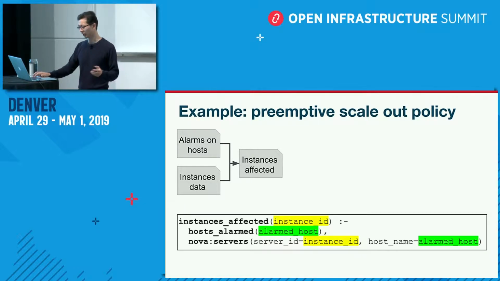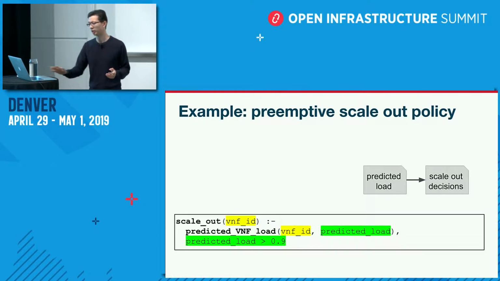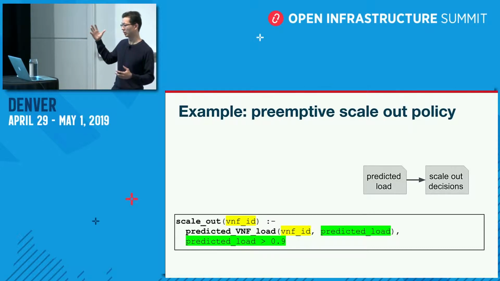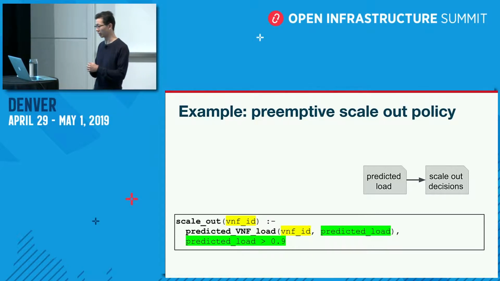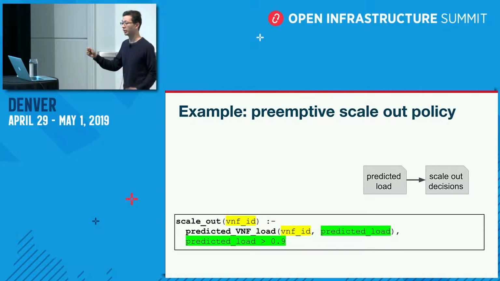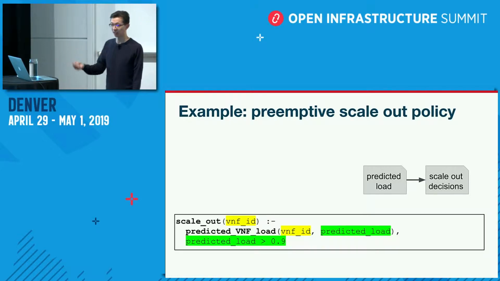Now let's jump to the end and look at how one might make scale-out decisions on the basis of predicted load. Here's a really simplified case of saying, let's look at predicted VNF load on all the VNFs, right? Identify those predicted loads that are greater than 90%, and then populate a scale-out table with those VNFs, those being the ones that you scale out.